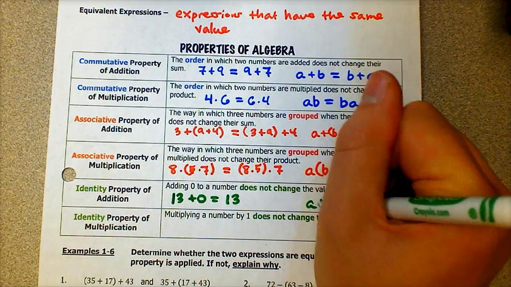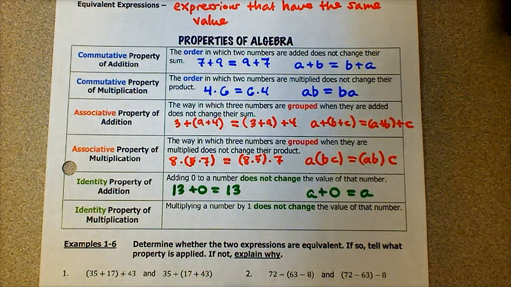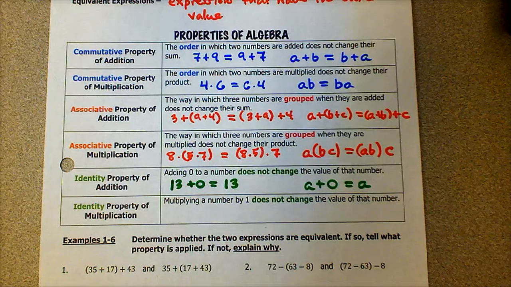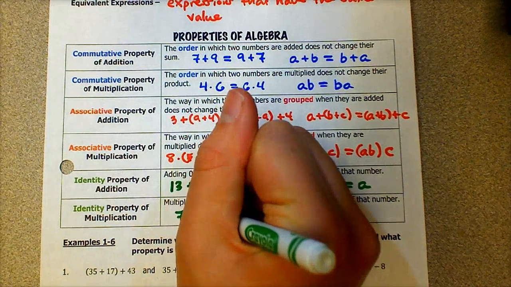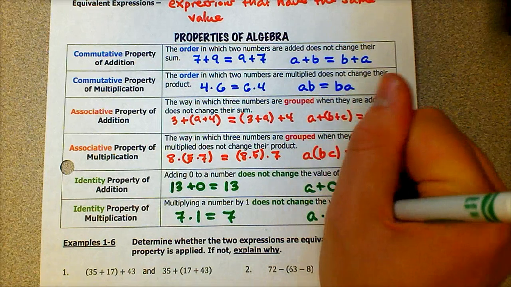A plus 0 is still A. We also have an identity property of multiplication. That property says that when you multiply a number by 1, then the value of the number does not change. 7 times 1 is still 7. A times 1 is still equal to A.